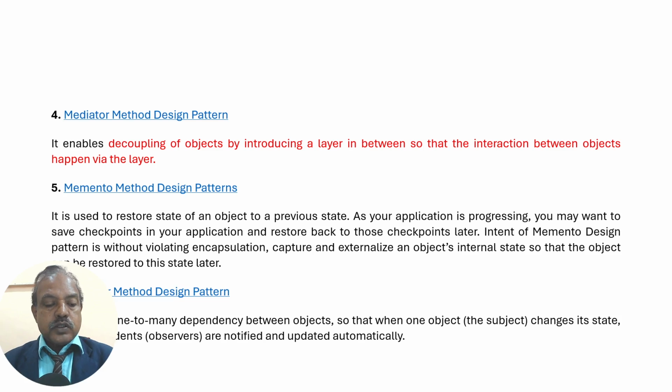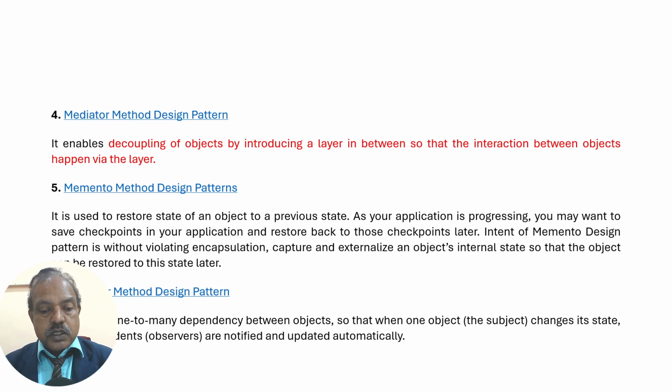So as I told you, we are having 10 patterns here. The fourth one is the mediator design pattern. It enables decoupling of objects by introducing a layer between them so that the interaction between objects happens via the layer. One layer is there, so it acts as a mediator between two parties. Then the memento method of design pattern is used to restore the state of an object to a previous state. Okay, you want to roll back, you have to go to the previous state. As our application is progressing, you may want to save checkpoints in your application and restore back to those checkpoints later, hence the memento design pattern.